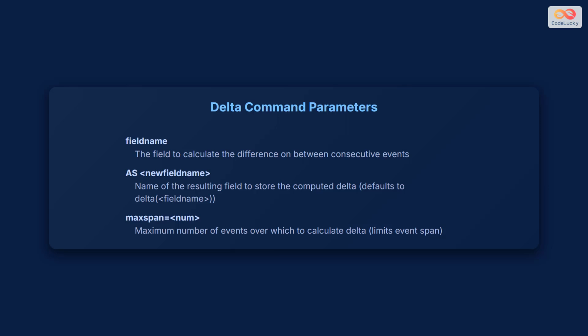The field name parameter is the field whose value differences you want to calculate between consecutive events. The optional AS parameter lets you name the new field that stores the calculated difference, otherwise it defaults to delta of the original field name. The maxspan parameter limits how many events apart the command should look to calculate the difference, controlling the span for the calculation.